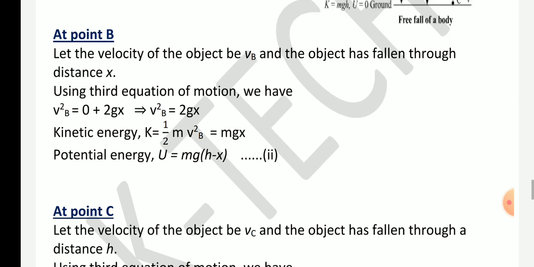Now what happens at point B? The velocity of the object is vb, and the object has fallen through distance x. Now using third equation of motion, we have vb square is equals to 0 plus 2gx. Therefore, vb square is 2gx, right? Kinetic energy K is equals to 1 upon 2 mvb square, which is equals to mgx. Therefore, potential energy U is equals to mg into bracket h minus x. Let this be equation 2.